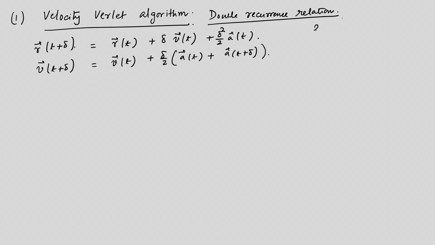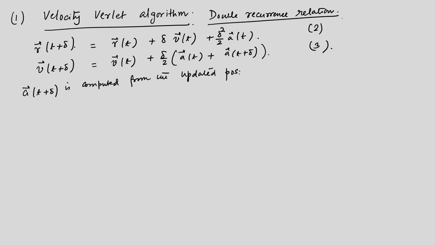and so on. So, let us call them equation 2 and equation 3, where the a t plus delta is computed from the updated positions r t plus delta. Okay. So, this is important. This is called the velocity Verlet algorithm.